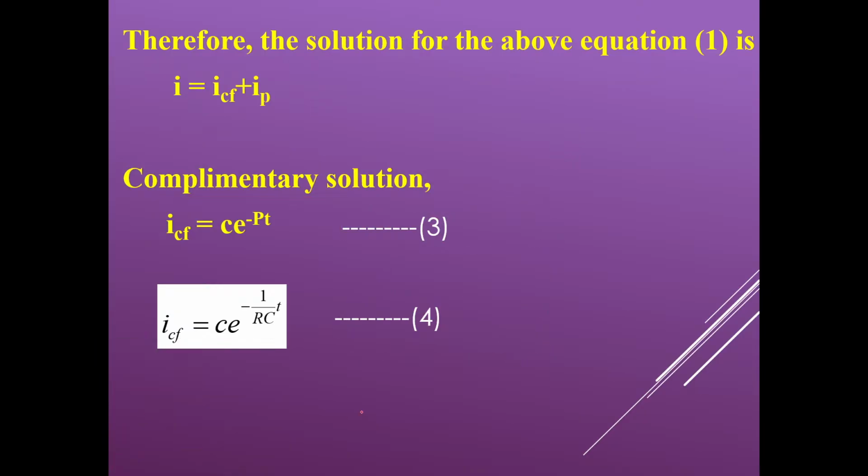Okay, so in particular you have written the complementary part solution equation: I_CF is equal to C e to the power of minus t by RC. Okay, so the complementary part is over. Next we have to go for the particular part.